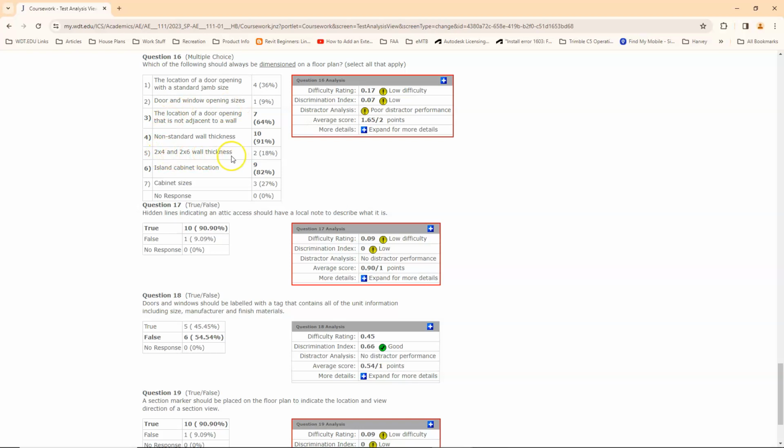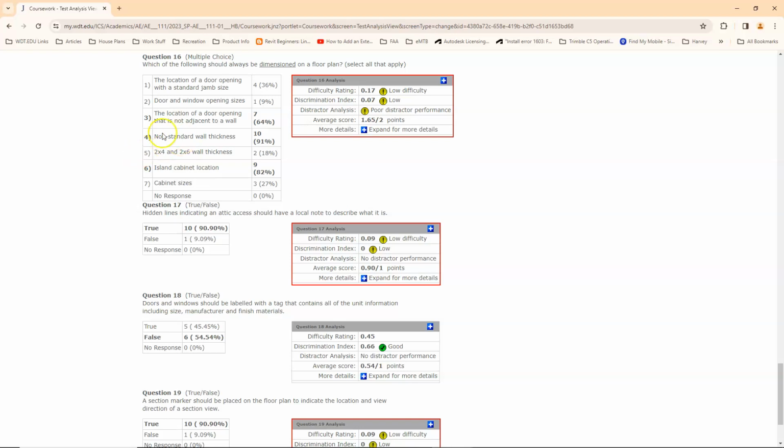2x4 and 2x6 wall thickness. Again, the wall thickness can be called out in a general or a local note. And so if one of those is done, we really don't need to dimension it per se. And then number 7, cabinet sizes. Those are basically going to be handled through a separate schedule, or the contractor or the building owner or both will go talk to a cabinet salesperson and have them select the specific cabinets for the specific project they're working on. So we wouldn't dimension the actual sizes of the cabinets either.